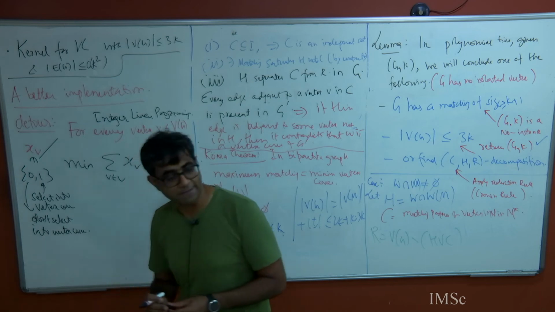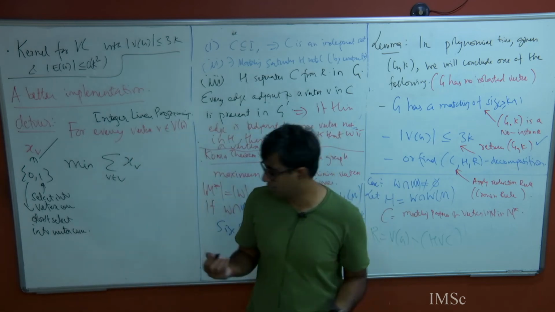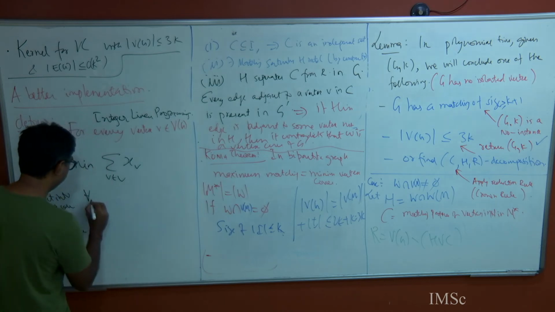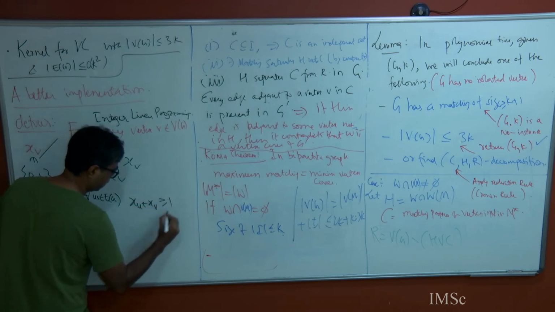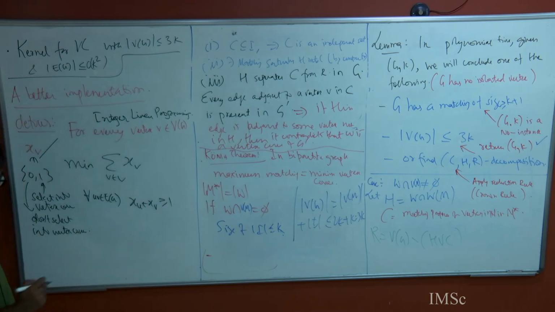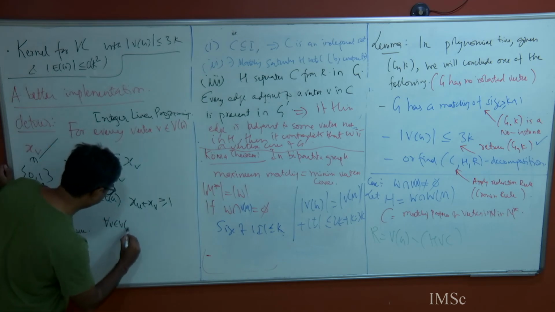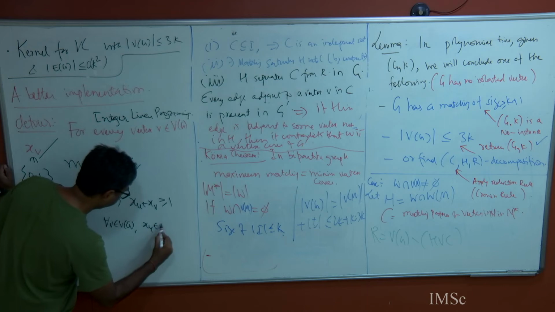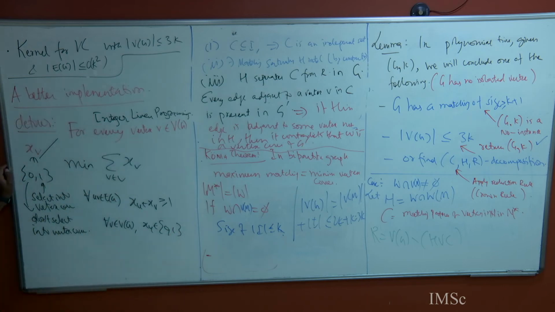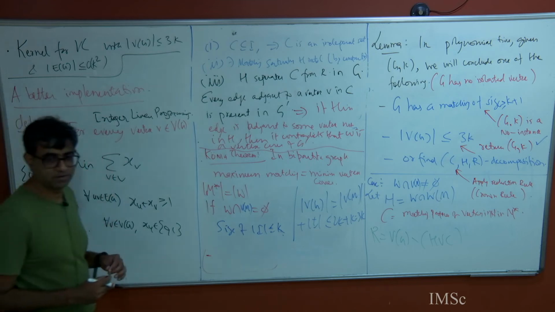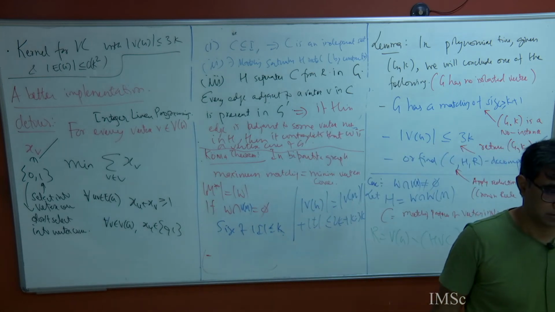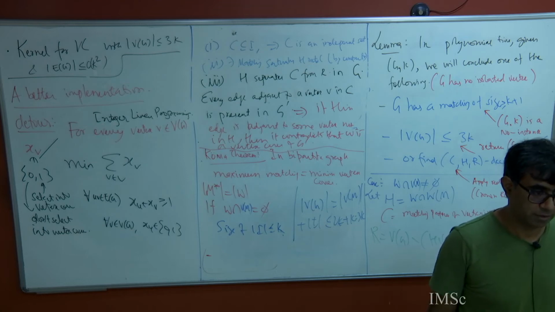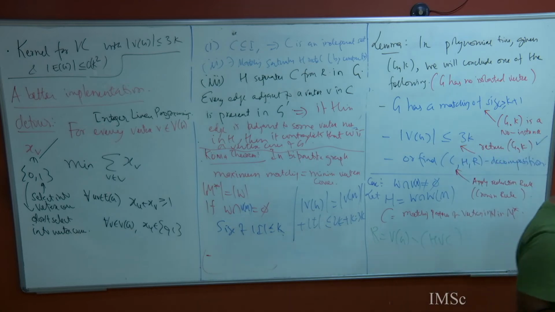The constraint is that from every edge, one of the endpoints must be selected. So that immediately tells me that for every (u,v) in E, xu plus xv should be at least 1. And we know that for all v in V(G), xv is in {0,1}. Notice that finding a vertex cover of minimum size is the same as solving this integer linear program. So, can you solve this in polynomial time? No, right, because if vertex cover is hard, then so is this problem.